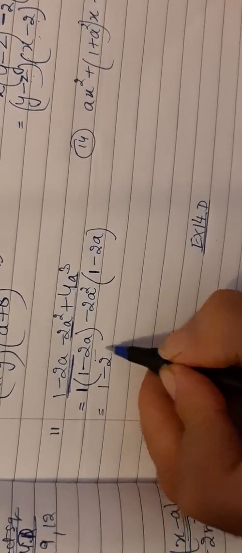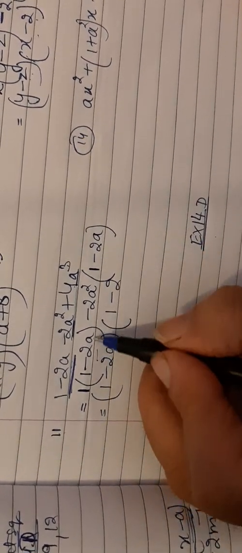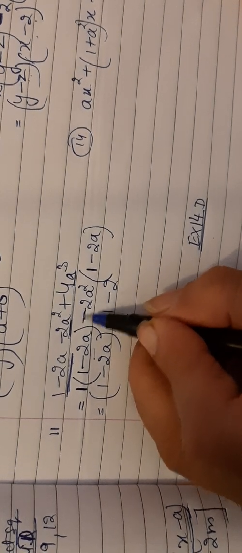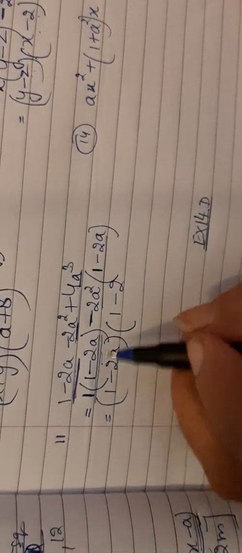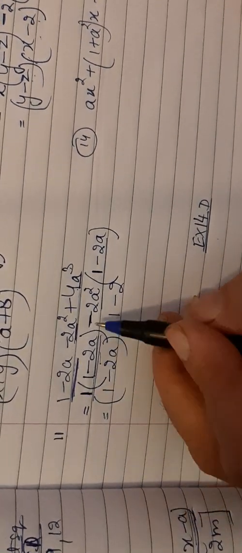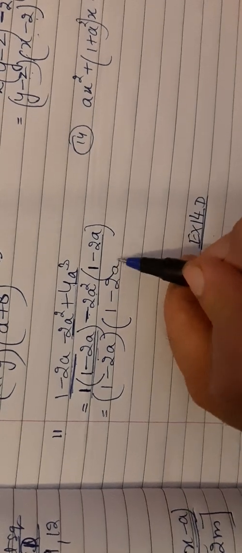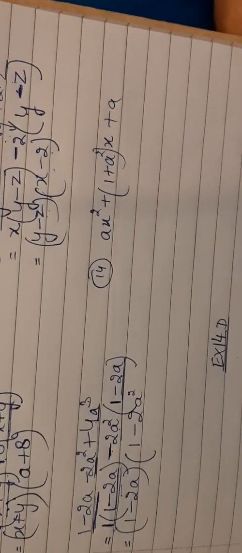Take again 1 minus 2a common, and you will get 1 minus. This has been taken common. Now this, as I told you, this minus sign is separating these two terms. As 1 minus 2a has been taken common, you will be left with 1 minus 2a square, as this has been taken common. Now see 14th question.